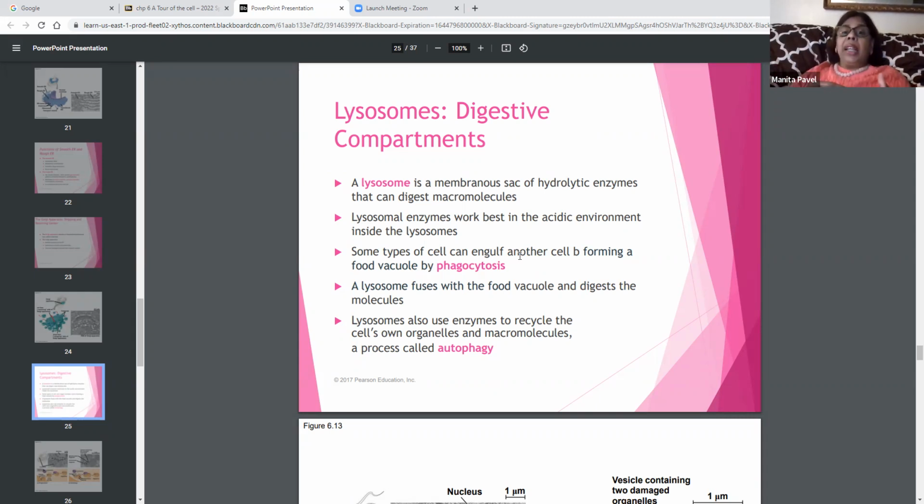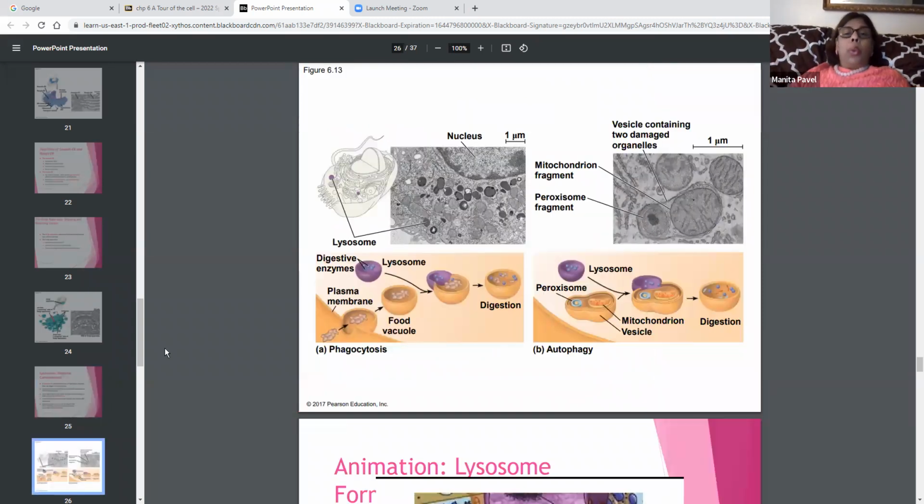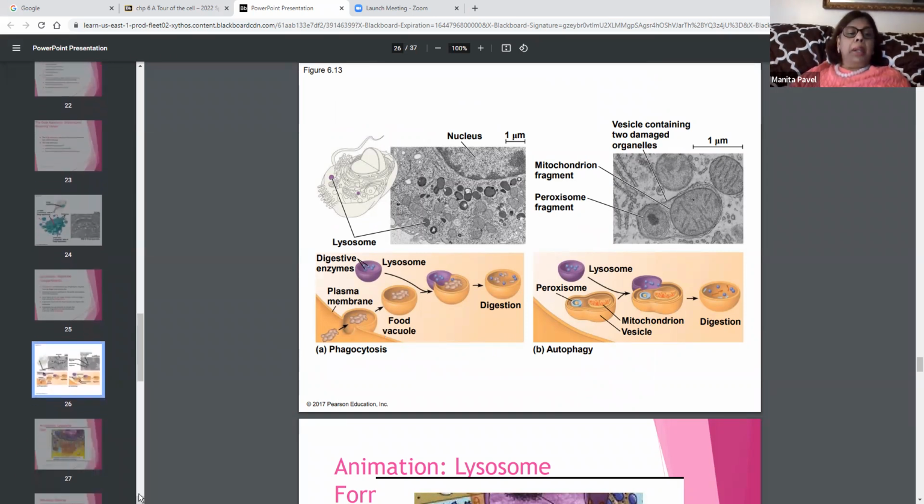So recycling of the cell's organelles is being carried out with the help of these hydrolytic enzymes that are being released by the lysosomes. Now, lysosomes are also going to recycle the cell's own organelles through a process called autophagy. So we can see how autophagy takes place in the lysosome, or phagocytosis that I just explained.